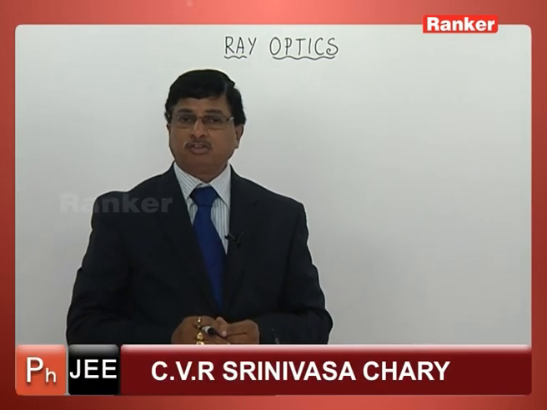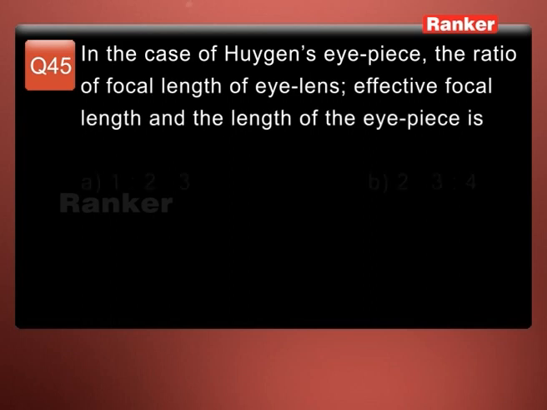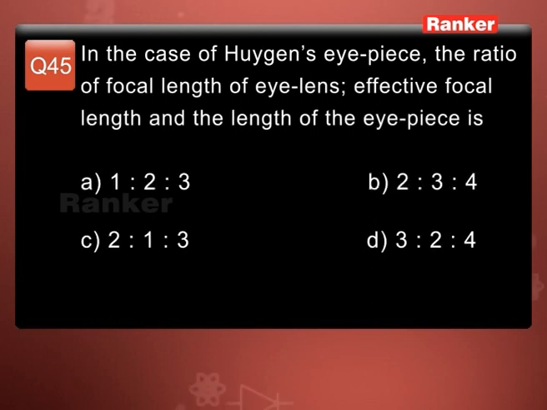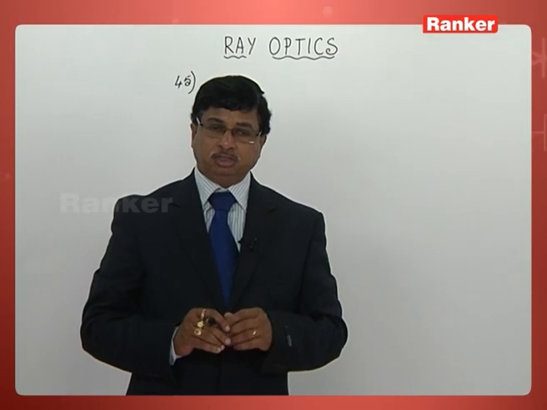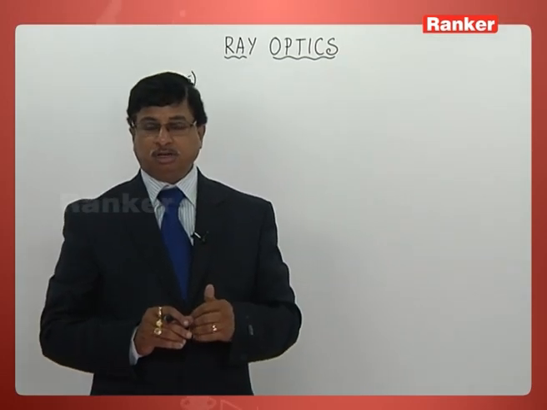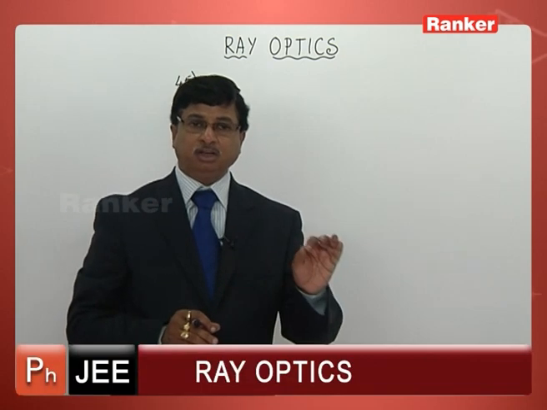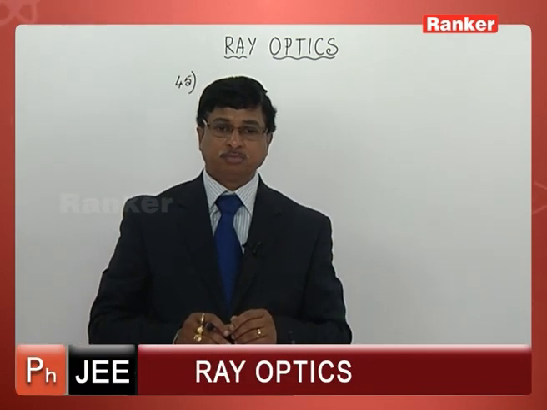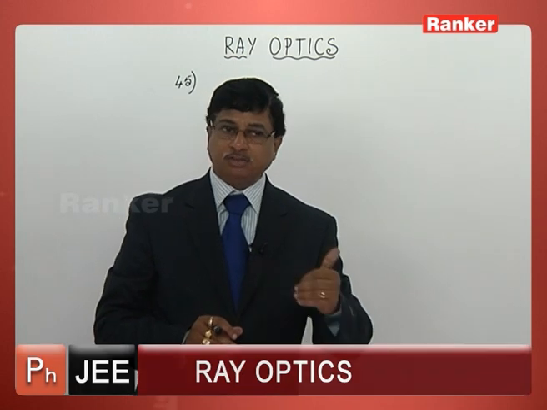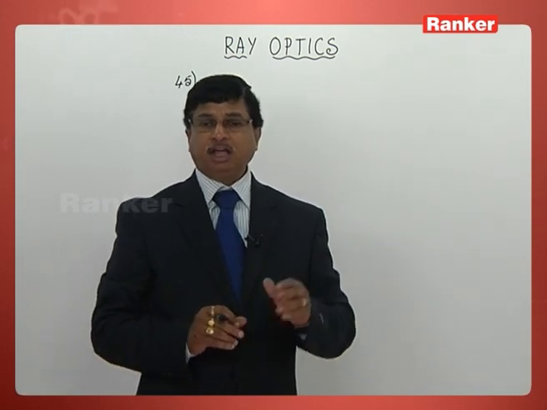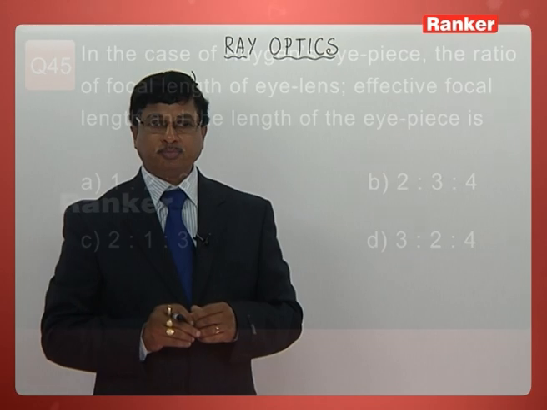Switch over to the next number, 45th problem. In the case of Huygens eyepiece, the ratio of focal length of eyelens, effective focal length and length of the eyepiece is how much? Three values he is asking. Ratio of what? Focal length of eyelens, the first one. Effective focal length, the second one. Length of the eyepiece, the third one.